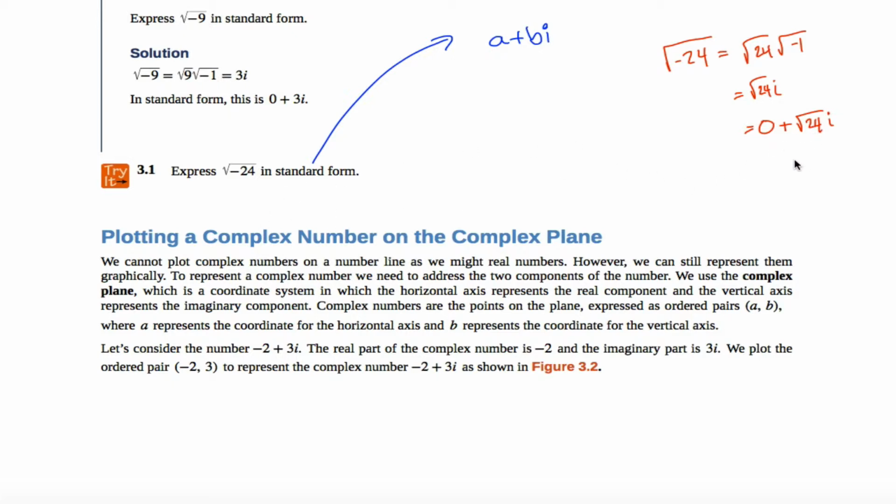And that's all fine, except that typically you don't leave your answers as the square root of 24, because the square root of 24 can be simplified. So while this is a correct answer, I would say it's not the correct answer.